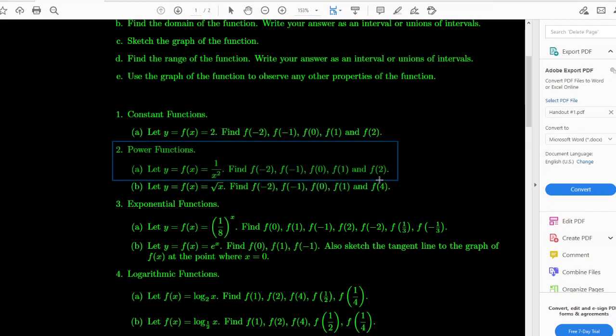Maybe for 2b, I'm going to make some more comments using the new notations, using the interval notation to describe the domain and the range. But now let's do 2b first.